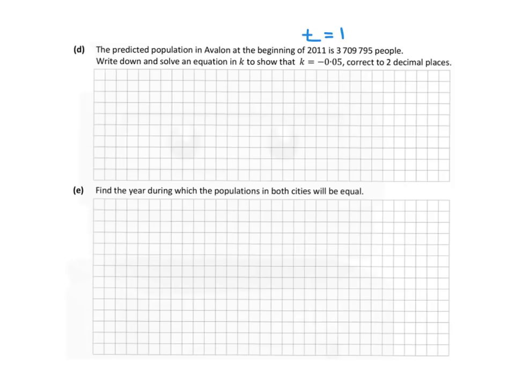So I know I need to go back and get my function for Avalon. And I know that my function for Avalon from the question on the previous page told me that Q of t is equal to 3.9 e to the power of kt, and again multiplied by 10 to the power of 6. Okay, and so I have t equal to 1. I know what it's all equal to. It's equal to this 3709795. So I need to show that k is equal to minus 0.05.